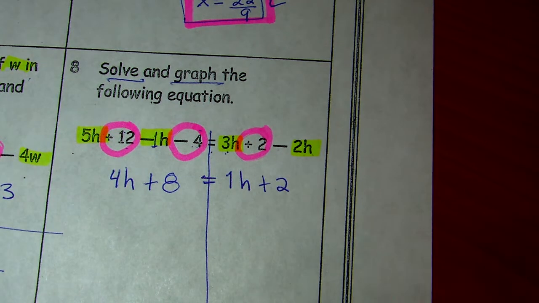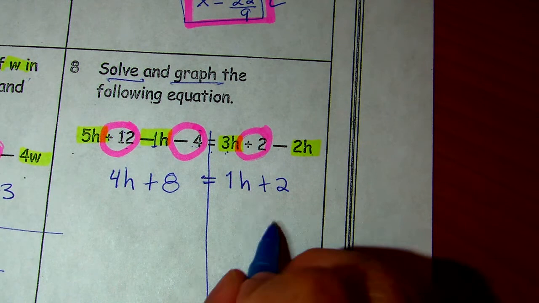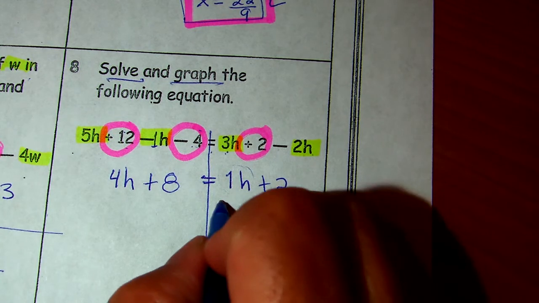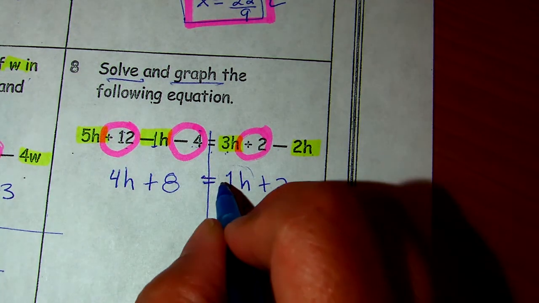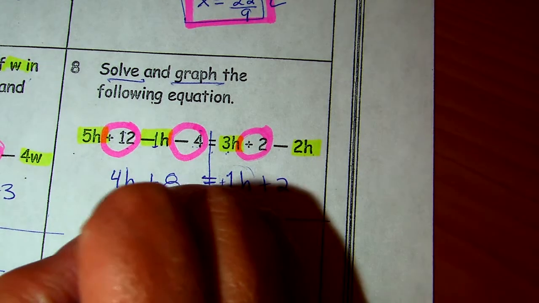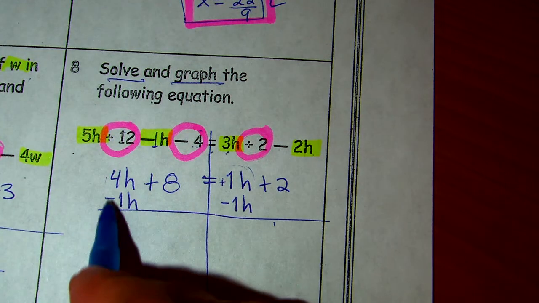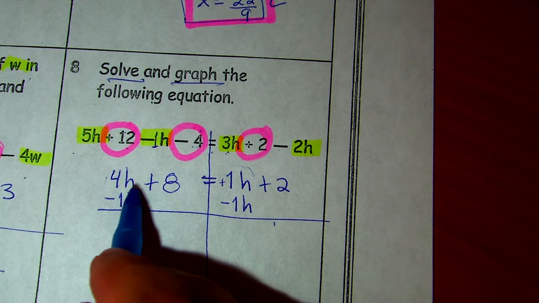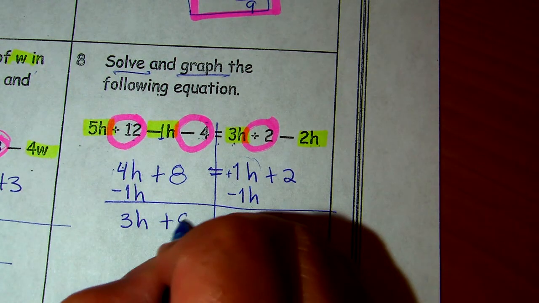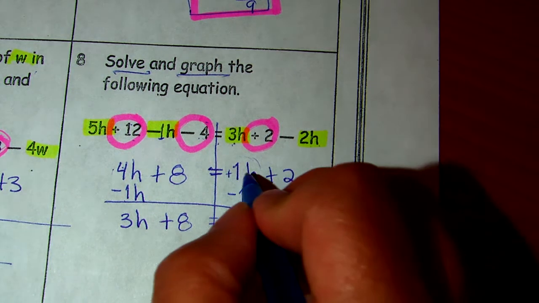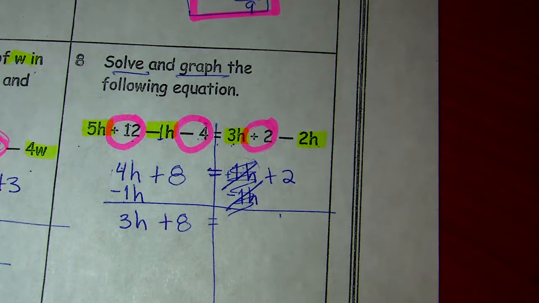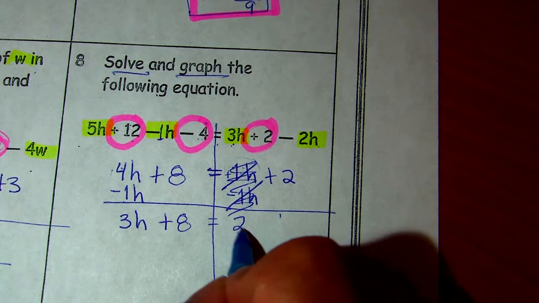So now we need letters on the left, numbers on the right. So what is the one that I'm going to subtract here? This one. Subtract 1H. And I'm going to subtract because over here this one is positive. So subtract here, subtract here. Notice how I put the H underneath the other H. So 4 minus 1, 3H plus 8. This equals, what happens with these two? They get canceled. They're gone. I'm going to scratch them off. And just bring down the 2.